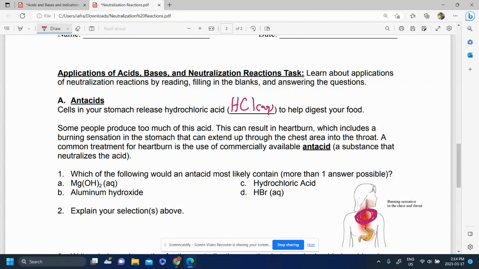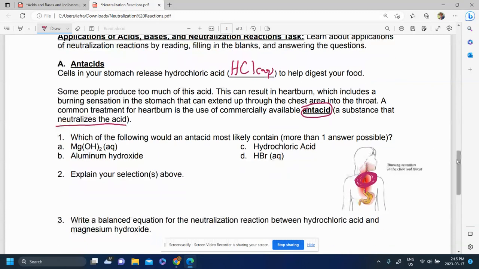One way to treat heartburn is to use what's called an antacid. It's a substance that will help to neutralize the excess acid that made its way into your esophagus. So based on that description, we're going to answer a couple of questions. Which of the following would an antacid most likely contain? So think about this carefully.